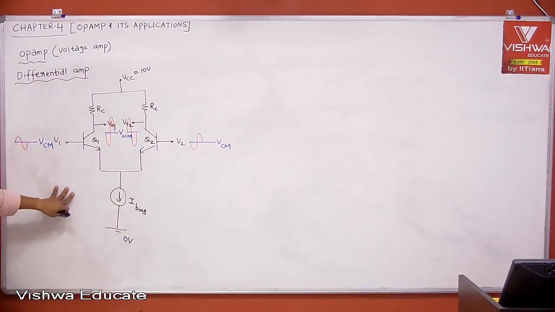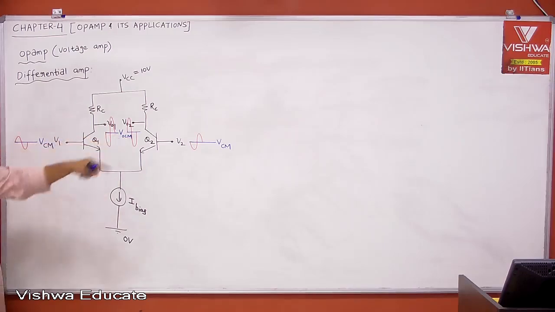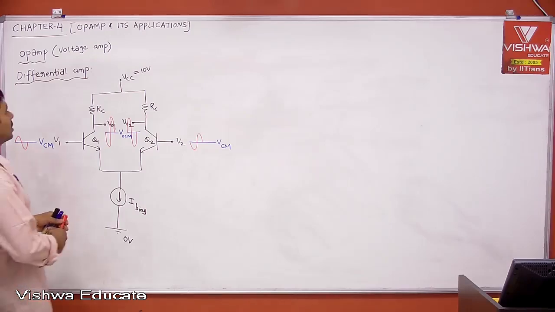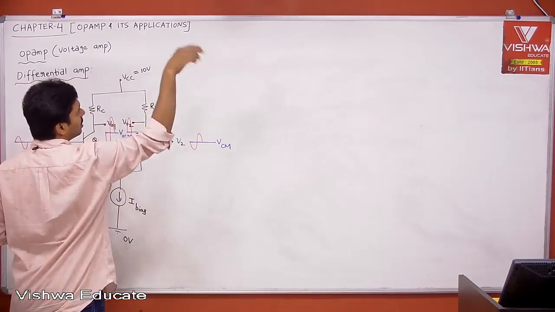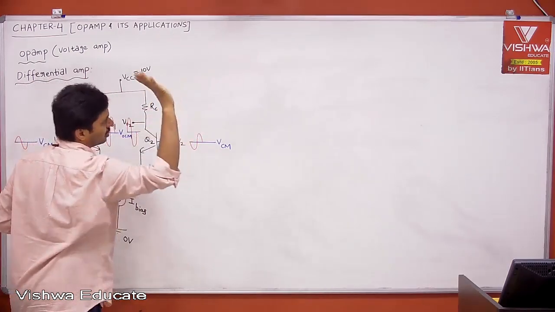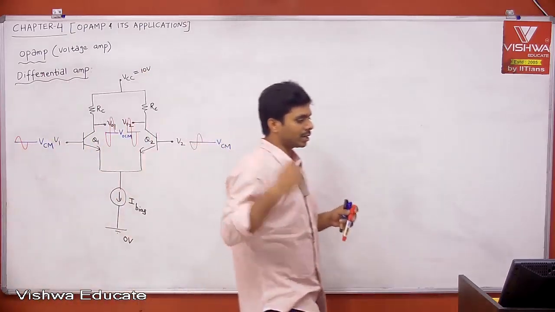Okay. Now take the circuit, but I'll explain. The blue one is nothing but the DC analysis. The red one is nothing but your AC analysis. That part I will explain. That is case 1, DC analysis, and case 2, AC analysis. Okay. Take it. Take the circuit.